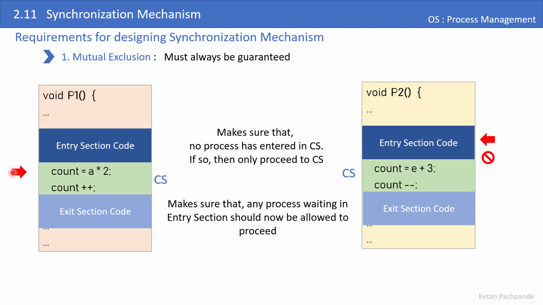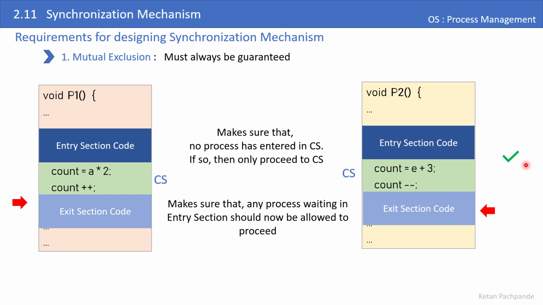Now here, let me continue with process P1. It comes out of the critical section, and this exit section now makes sure that the wait for the process P2 is over, and now process P2 can go further and enter its critical section. After some time, it comes out of the critical section and executes the exit section code.